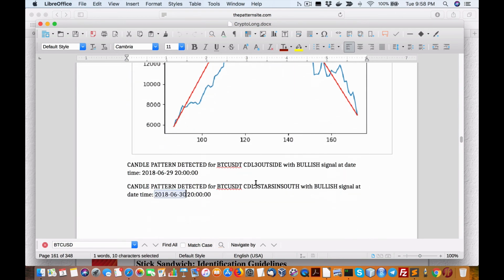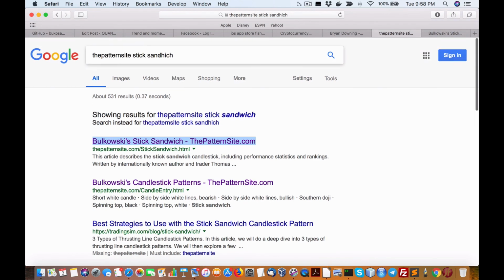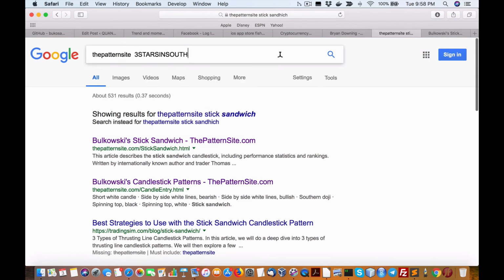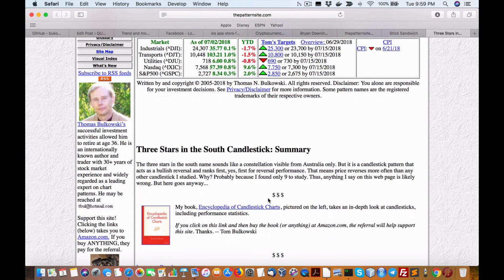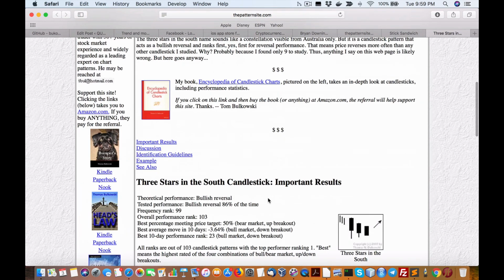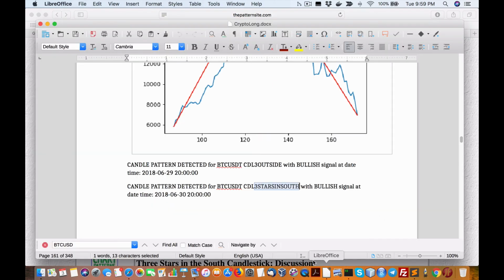And who knows? Let me see what kind of bullish pattern. So it is a three stars in the south pattern. So let's check out what that means. Three stars in the south. Okay. Frequency rank, overall performance rank. Bullish reversal 86% of the time. Let's see if we have that. So that's on the 30th.